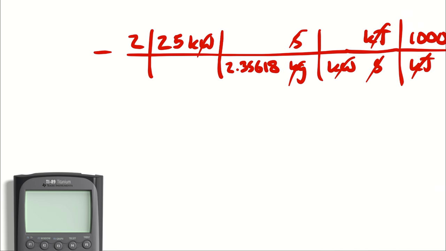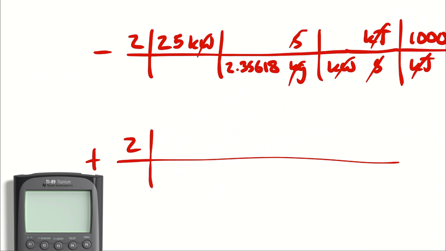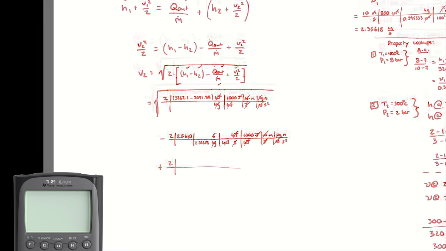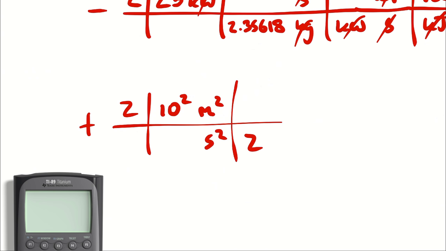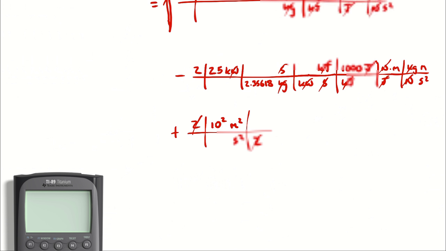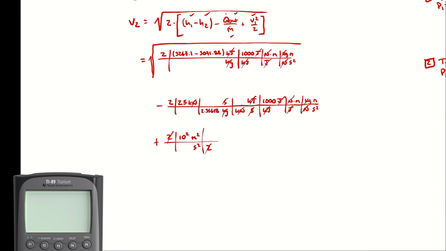And then I add to that 2 again, multiplied by V1 squared over 2, meters squared per second squared divided by 2. I want meters squared per second squared, and I have meters squared per second squared. I can cancel the 2. I will continue the radical just to hopefully not forget it.